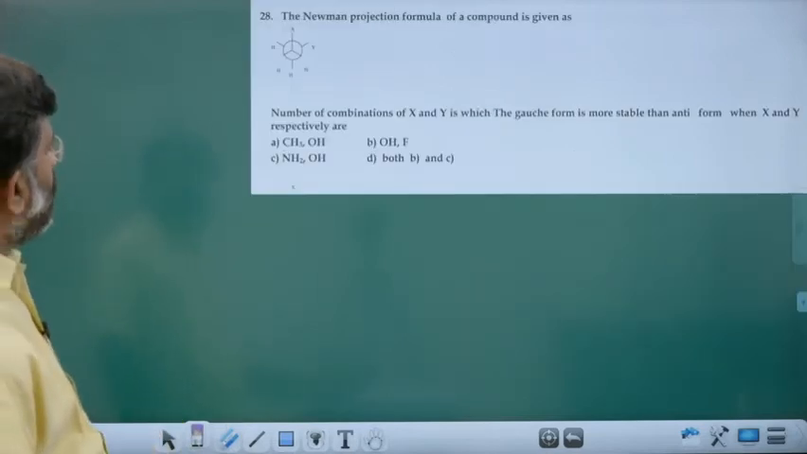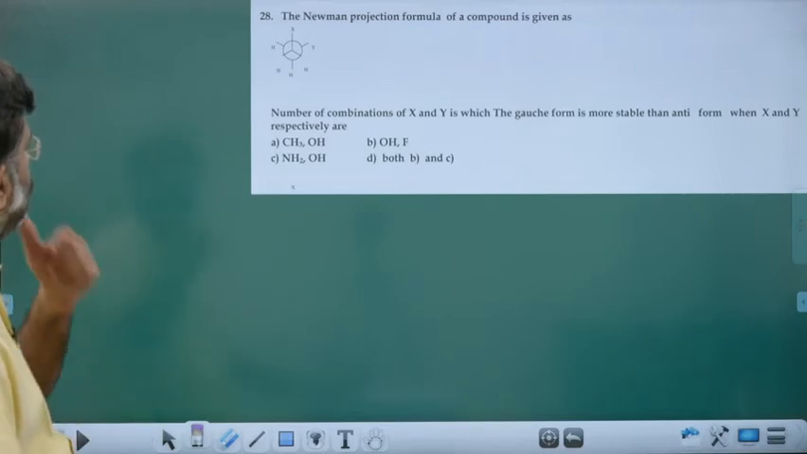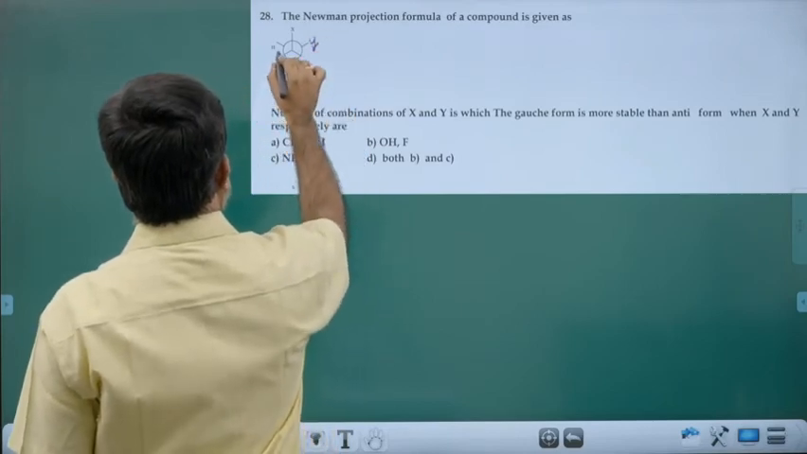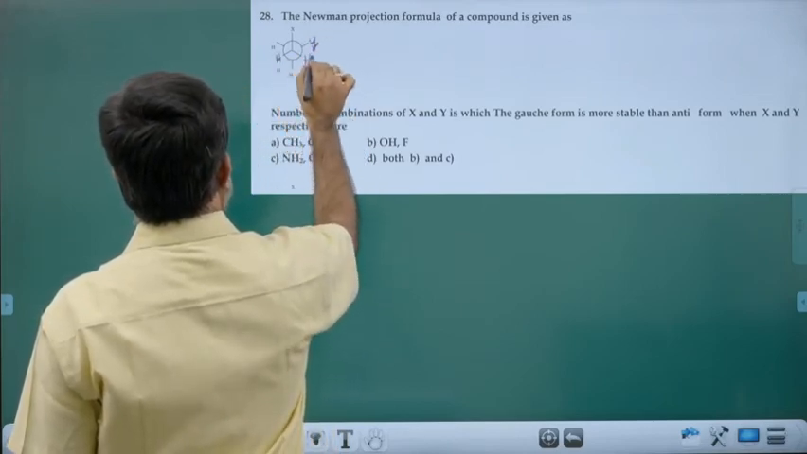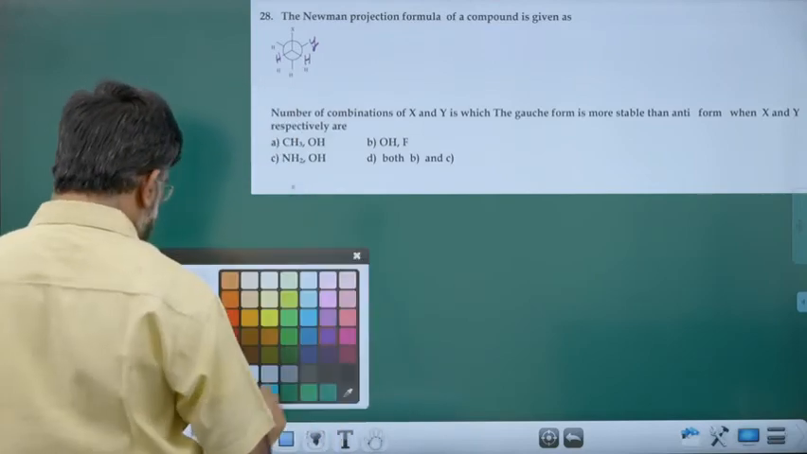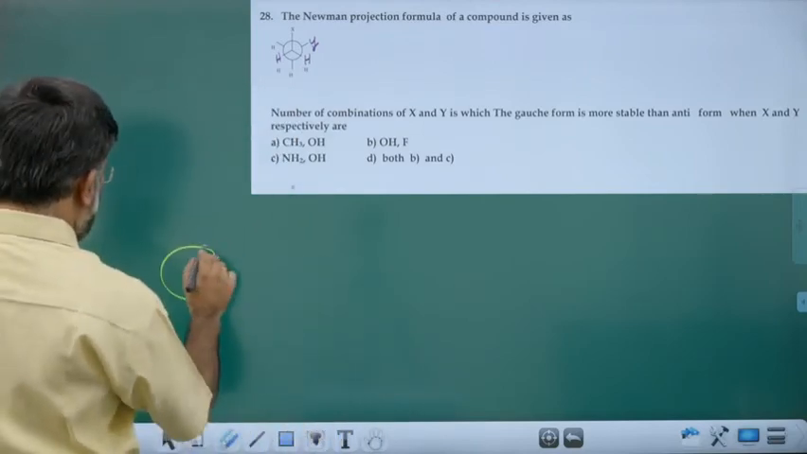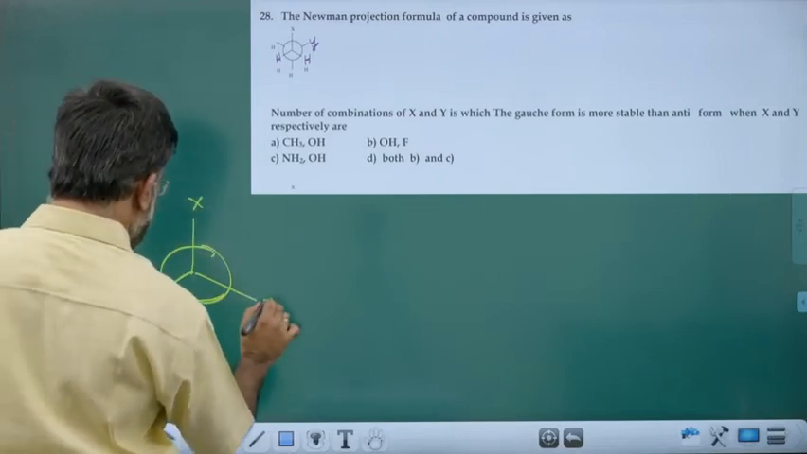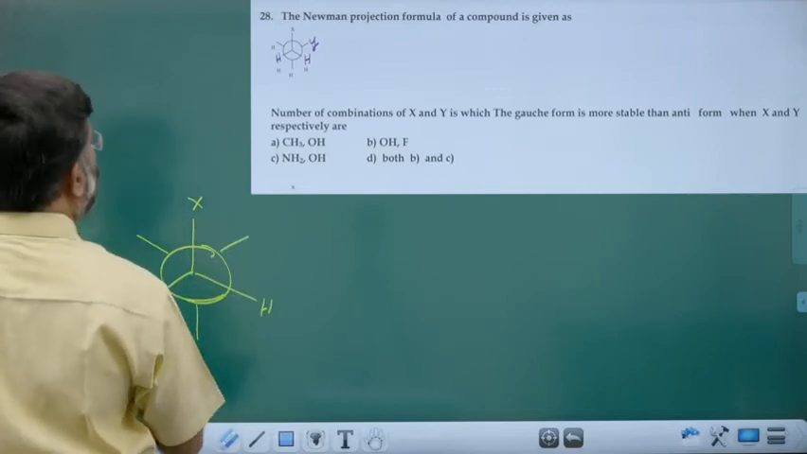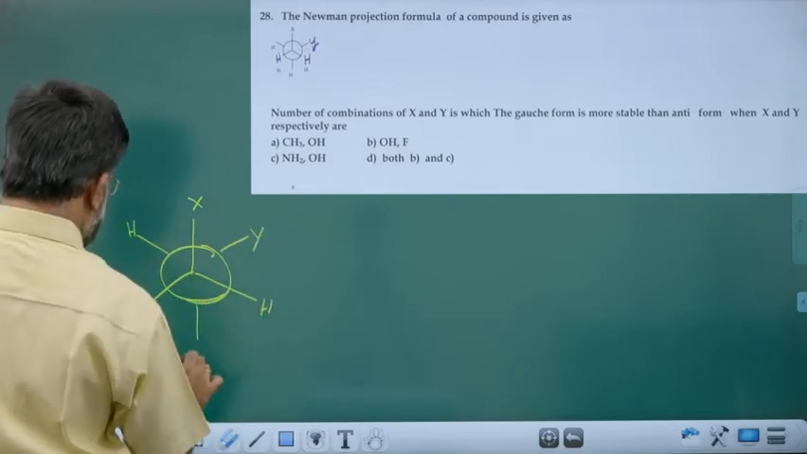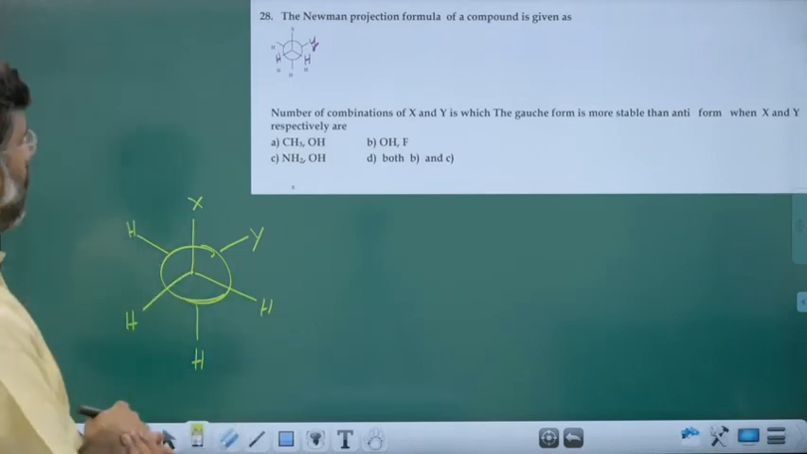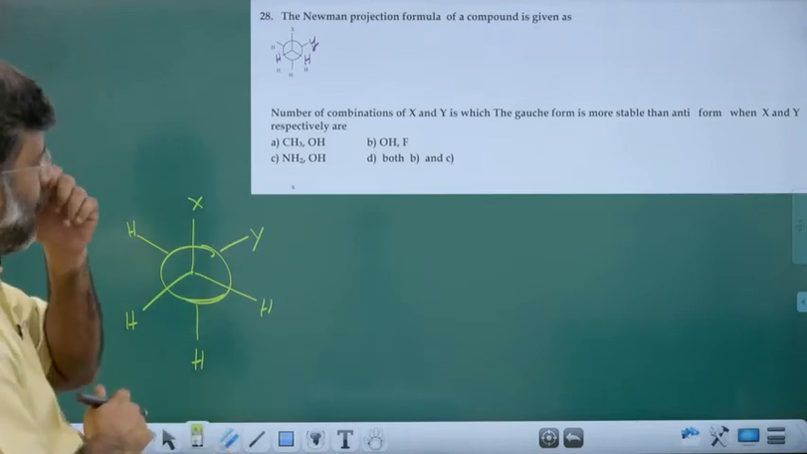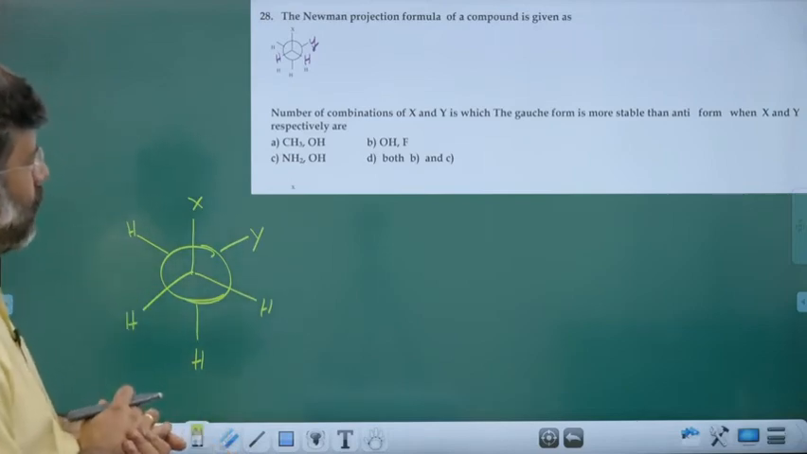The Newman projection formula of the compound is given, but it is somewhat misplaced. Here it is Y, here it is H, here it is H. So I will draw a better one. It is X here, H, H, and Y here, H, H. That is the structure. What is the number of combinations of X and Y in which the gauche form is more stable than the anti-form?